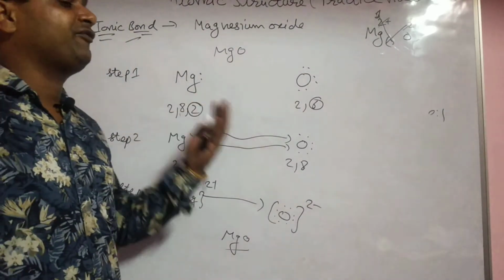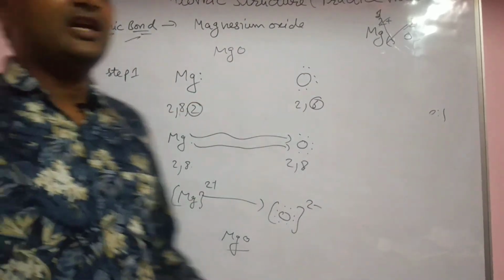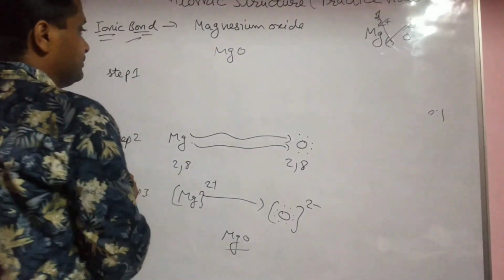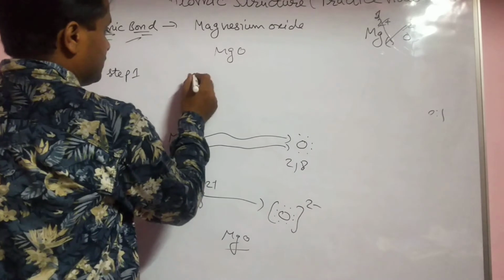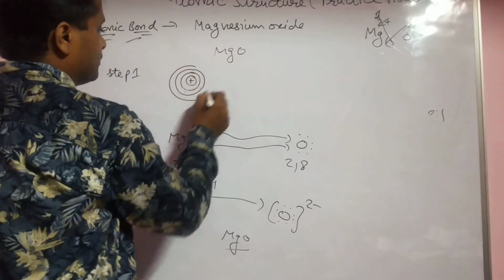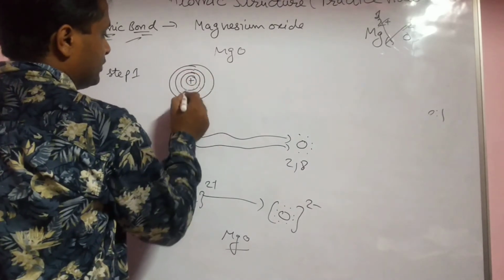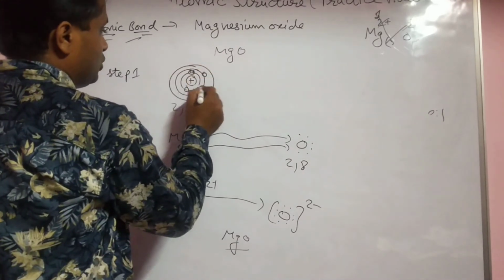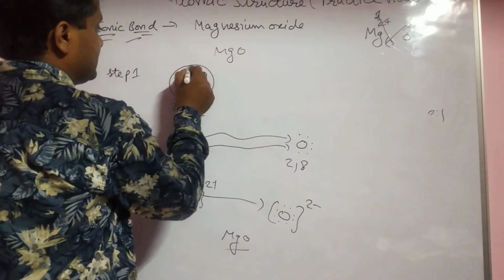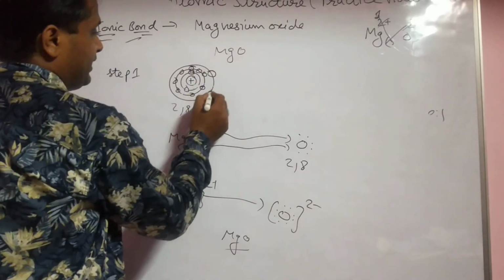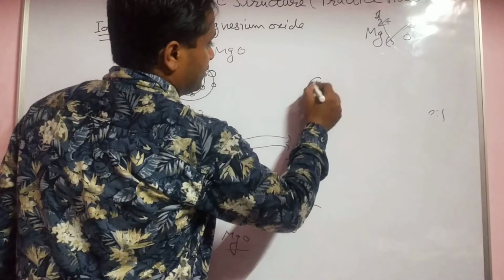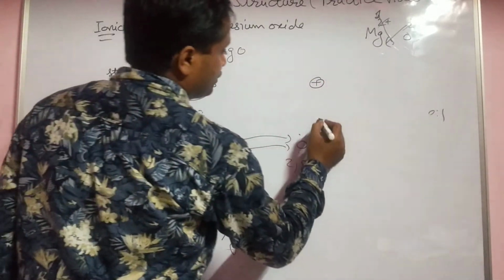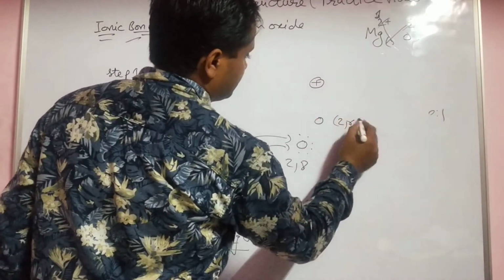In the form of circles, if you want to draw, then see how you draw it in the form of circles. That is also very easy. 2 8 2. Yes, 2, 1 2 3 4 5 6 7 8. And here how many? 2. Oxygen. This was the magnesium, and this was the oxygen. 2 6.